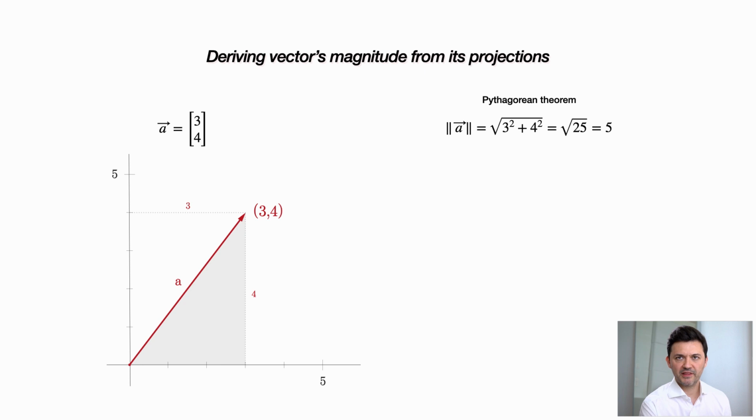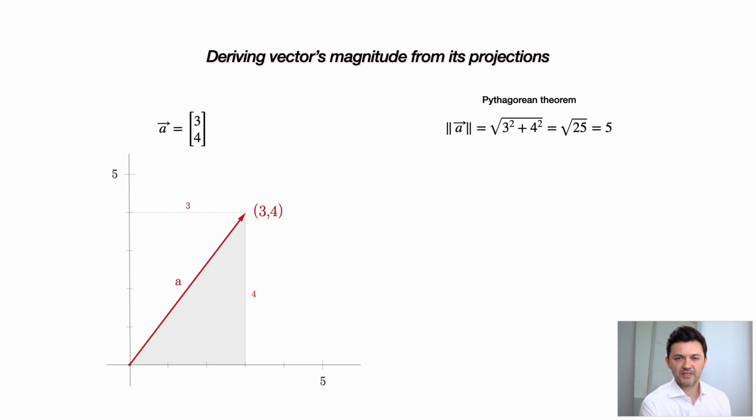And now let's just go quickly to our slide where we try to derive the vector's magnitude from its projections. What we did last time is we used the Pythagorean theorem to derive that the length of this vector is equal to 5. As you can see, there is a variable a with an arrow above it, and then you have two vertical lines around this a. This simply indicates that this is the length of this vector a.